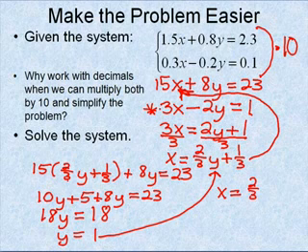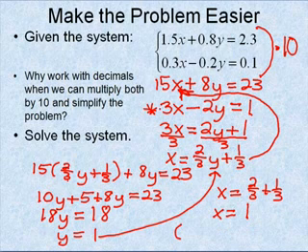So x is also equal to 1. So my solution point then is (1, 1). Now go ahead and take a second to double check: if I substitute in 1 for x and 1 for y into both of these equations, make sure that they are both satisfied by the point (1, 1).